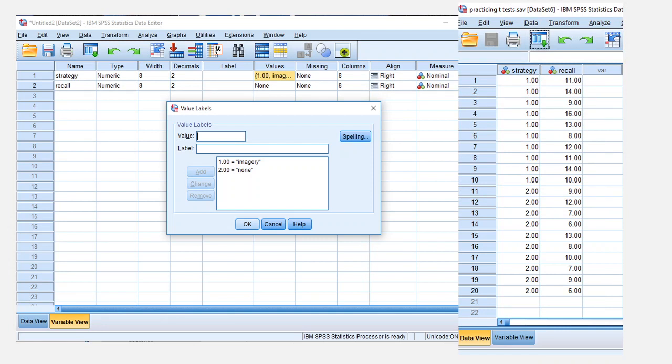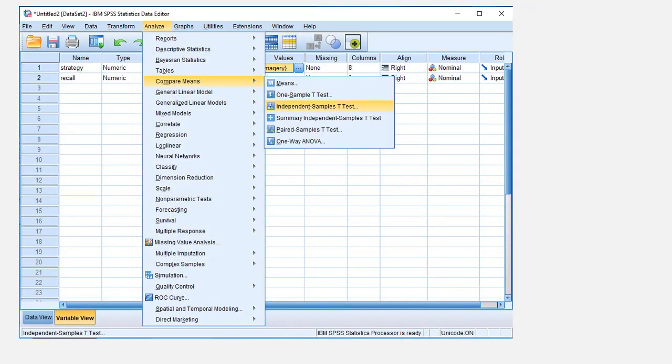You also need to create your recall variable so you can enter the information for your dependent variable. I've coded my first 10 participants as group 1 and entered their recall scores, and I've coded the next 10 participants as being in group 2, and I've entered their recall scores. So your data in SPSS would need to look like this. You need a variable that distinguishes which group your individuals are in, as well as a variable for the dependent variable. So from there, this is how you conduct your independent samples t-test.